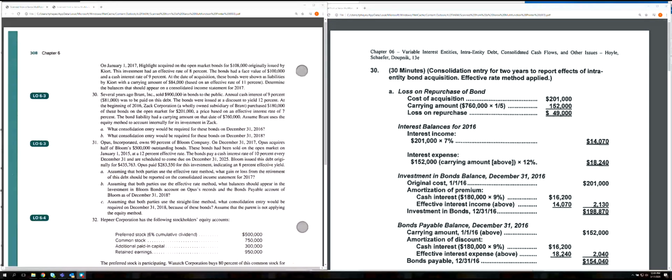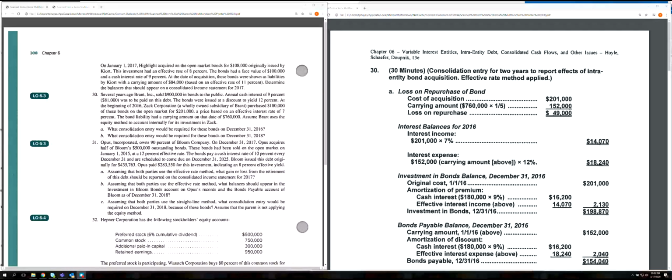And again, each individual piece is not that hard. I think it's just when you put it all together, it gets a little crazy. But if you look at the problem, it says that several years ago, Brandt sold $900,000 in bonds to the public. The stated interest rate is 9%, but the bonds were issued at a market rate of 12%. So they were issued actually at a discount.